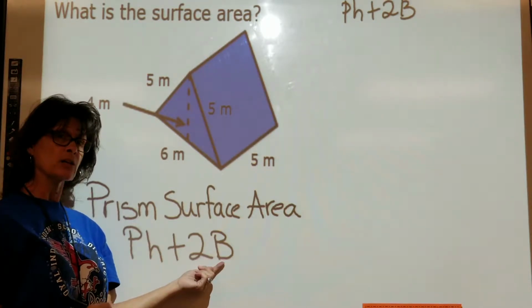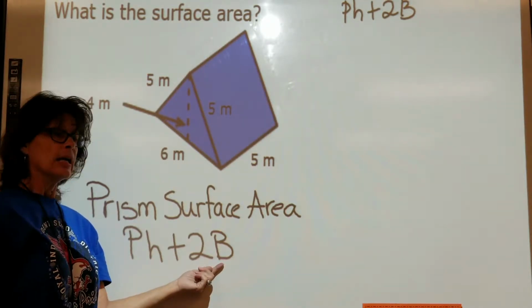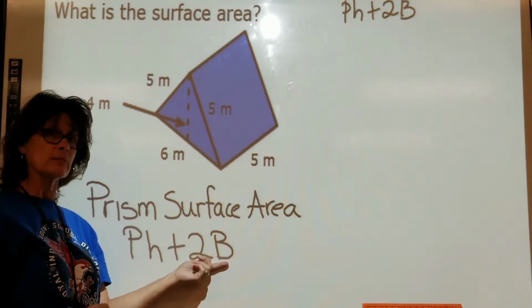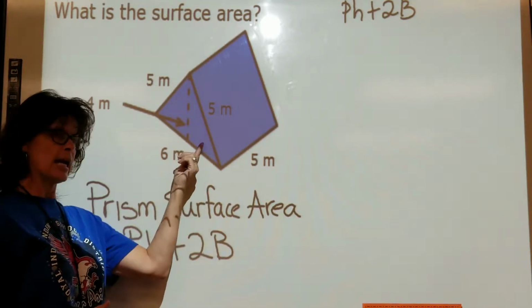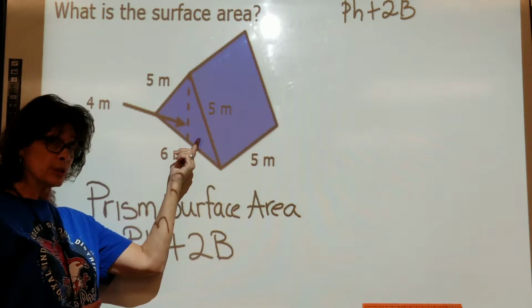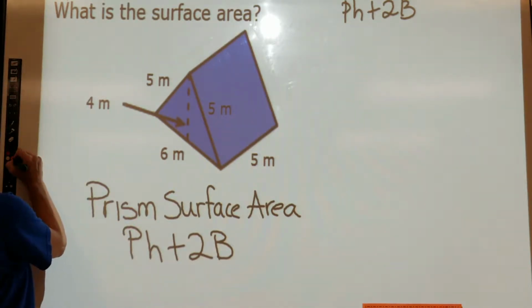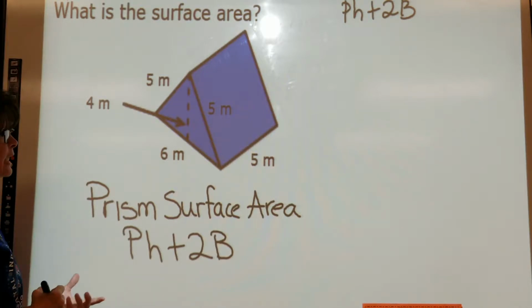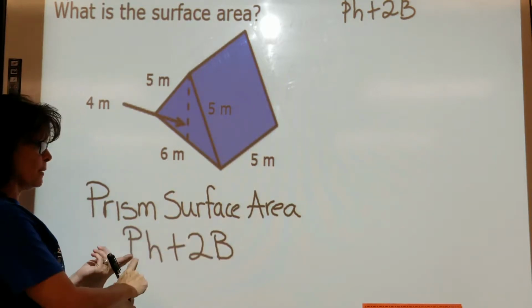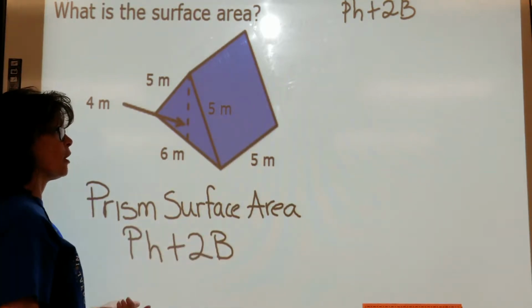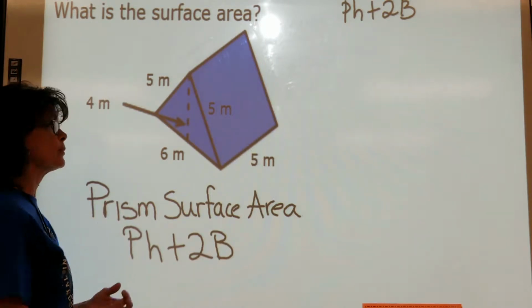If it is a rectangular prism, the base is a rectangle. If it is a cube, the base is a square. If it is a triangular prism, then the base is going to be the area of a triangle. So the first thing we want to do is identify what P and H and B are. So P is the perimeter of the base.